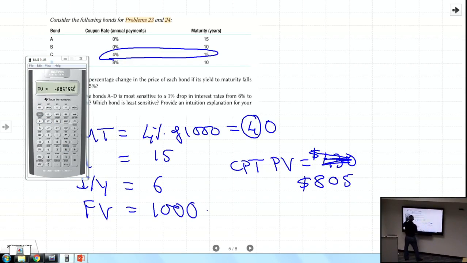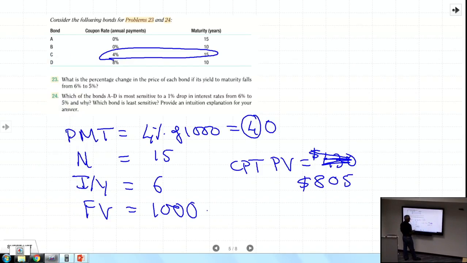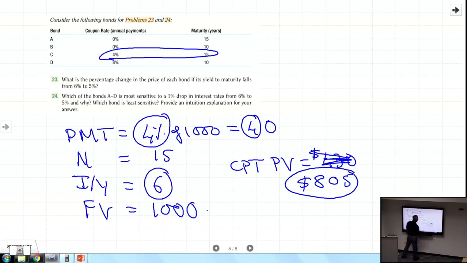805. Again, sometimes you can use logic to even check your work. That 430 would not be possible, because if the face value is 100, the price of the bond cannot be so much larger than the face value, particularly given the fact that the payment is less than the required rate of return or yield. So the fact that our coupon is less than IY, we would expect this bond to sell at a discount.